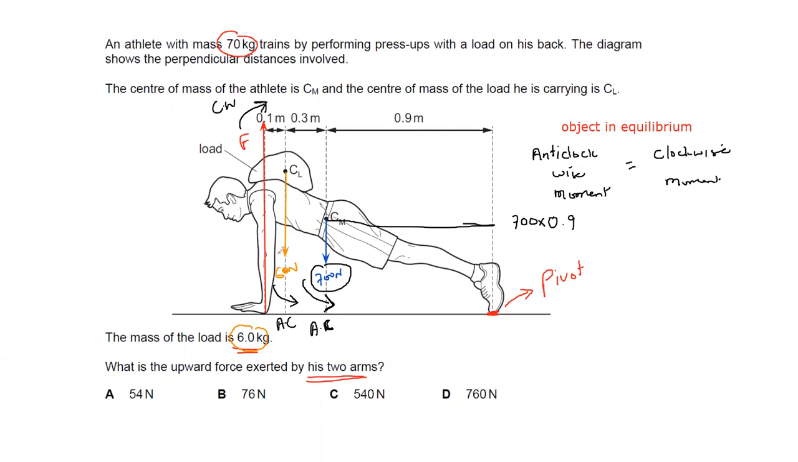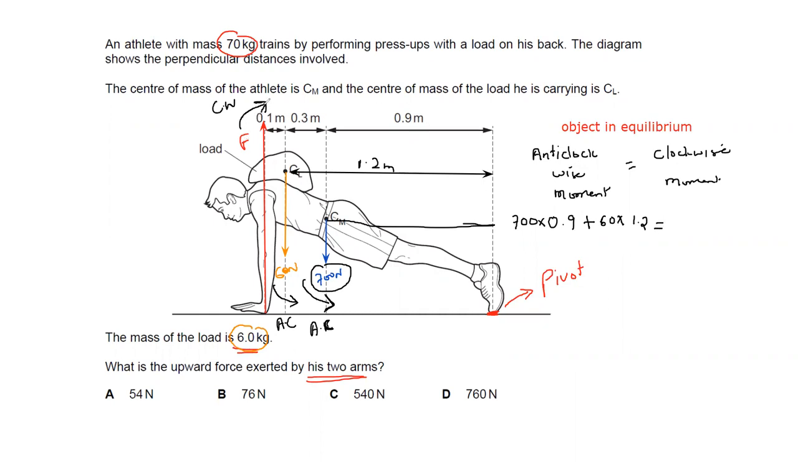Same way, the load is also causing an anti-clockwise moment. So plus, because the load is causing a moment in the same direction, and when moments are in the same direction, we add them. So it will be 60. The load is equal to 60 multiplied by the distance from the pivot. What is the perpendicular distance between the load and the pivot? So 0.3 plus 0.9, that's equal to 1.2. So 60 multiplied by 1.2.